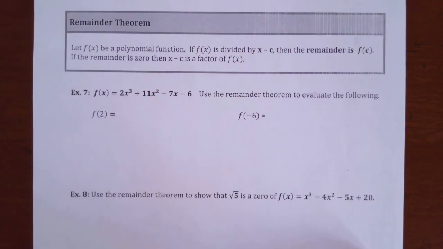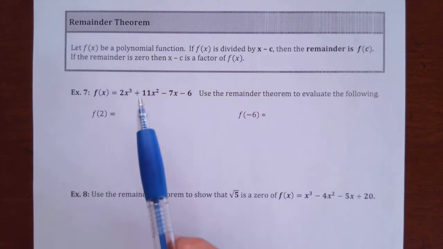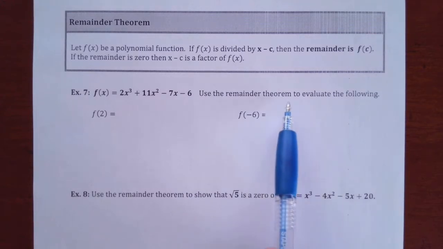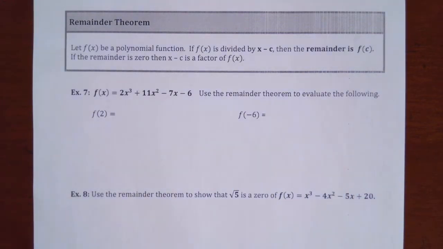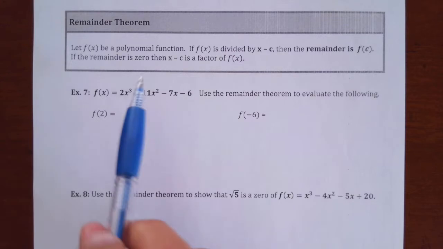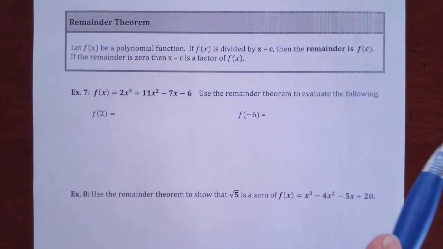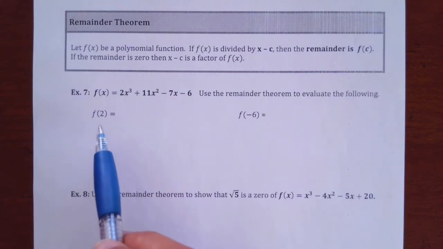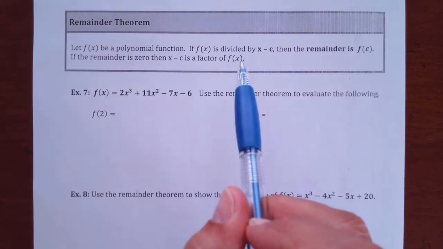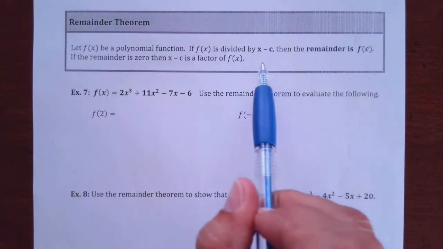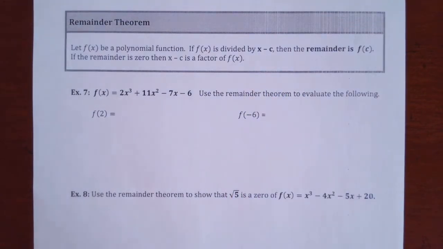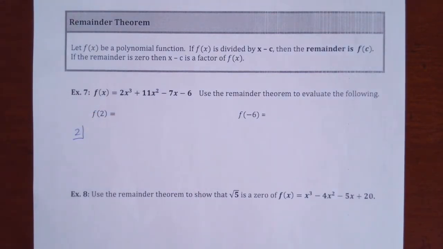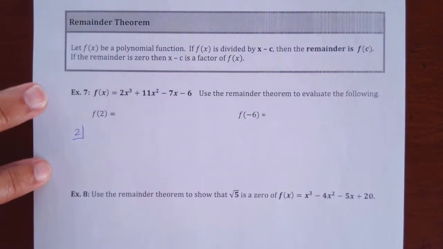All right, so example 7 says, if f of x equals 2x cubed plus 11x squared minus 7x minus 6, use the remainder theorem to evaluate the following. Use the remainder theorem. Okay, well, the remainder theorem says it's f of c. So if I want to evaluate, then I can think about it as dividing by x minus c. So let's look at it both ways. So if 2 is what you're looking at, you can pick whichever way you like, so let's look at this and you decide.